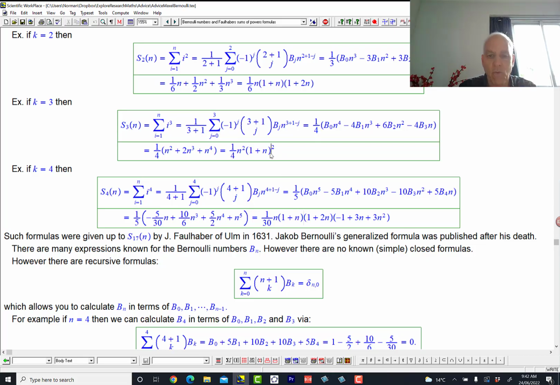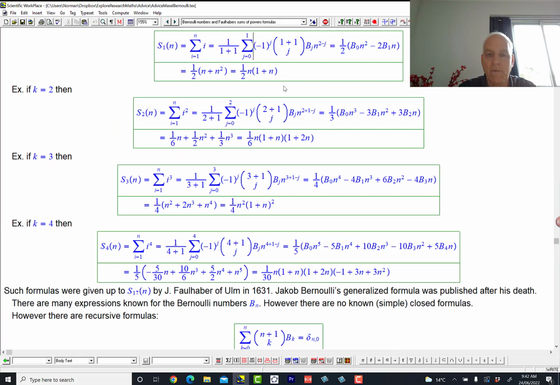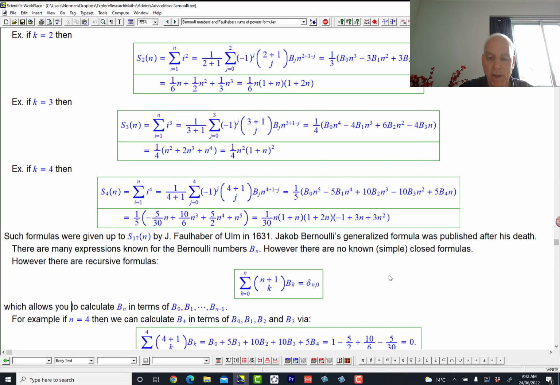In fact, you see this factor 1 plus n appearing there. In fact, it appears in all of these, so there's always this factor 1 plus n. So when we plug n equals minus 1 in here, we're going to get 0. And that's essentially the reason why this recursive relation is there. One way of thinking about it is that it's a consequence of the form of the Faulhaber polynomials and basically Bernoulli's formula.